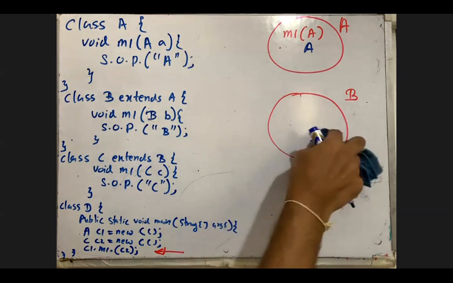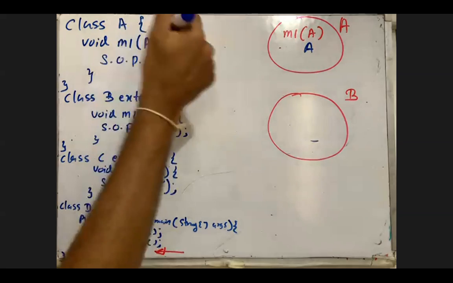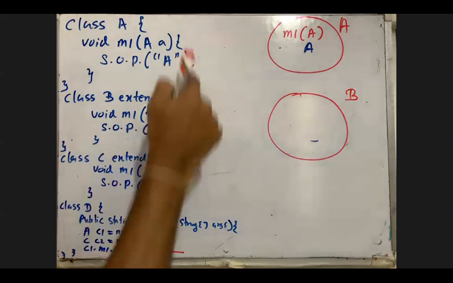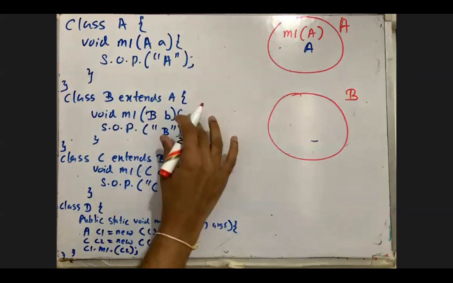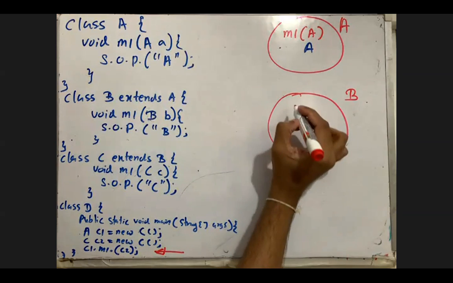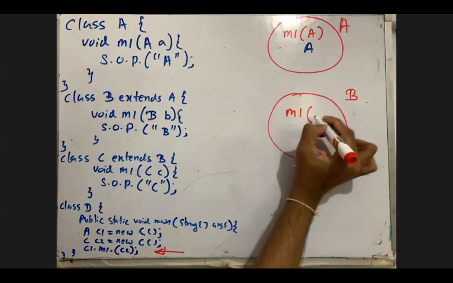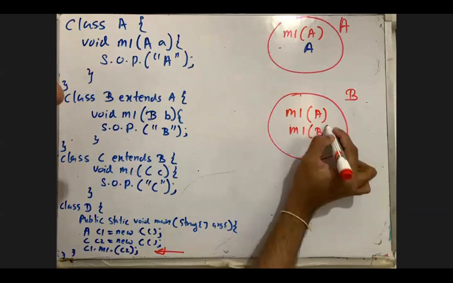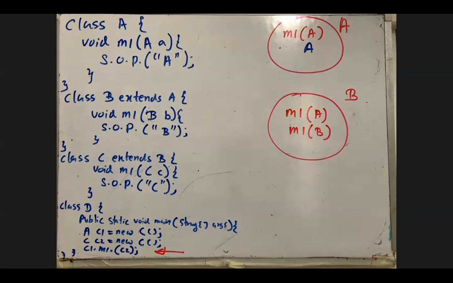So M1 has no relation to the superclass M1. They are separate, individual methods. Therefore, what happened when you created class B? The inherited method is automatically inherited, so M1 will be automatically inherited. So the B class has two methods, M1A and M1B. Do you agree with me? Anyone has a problem? This is not overridden because the method signatures are different.